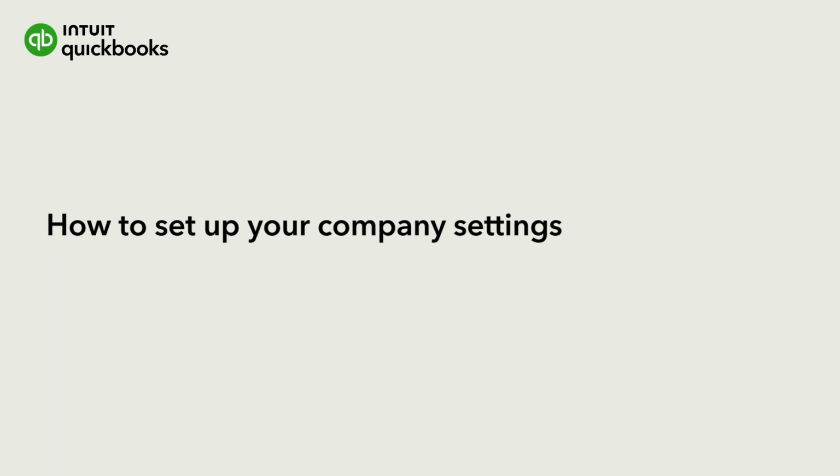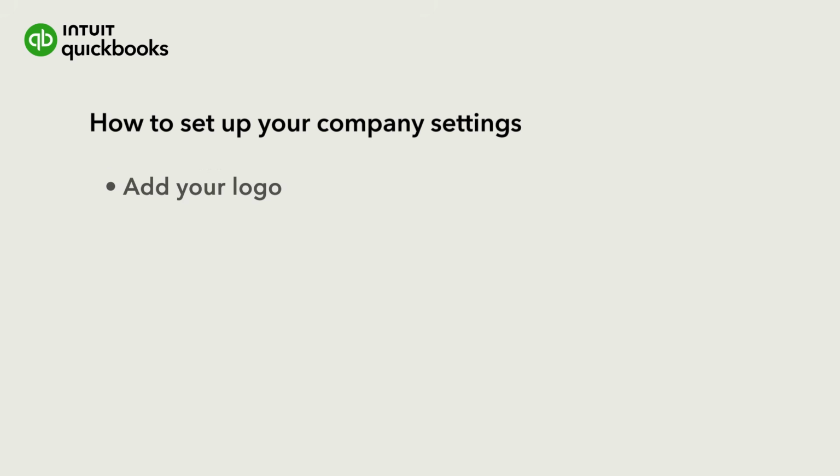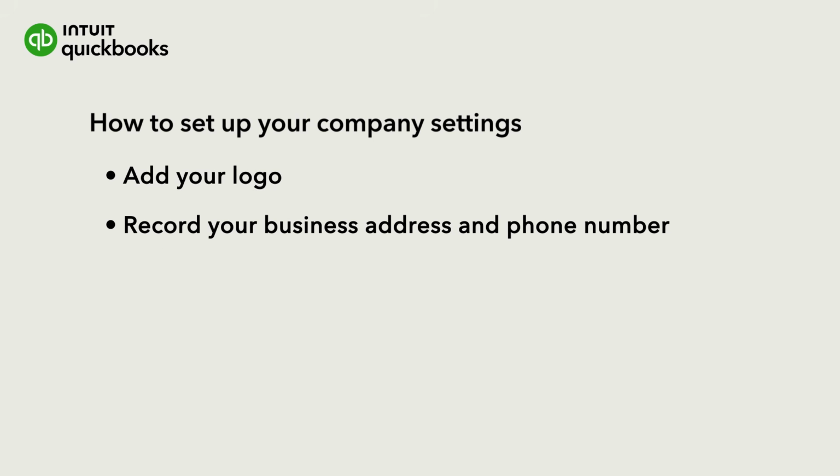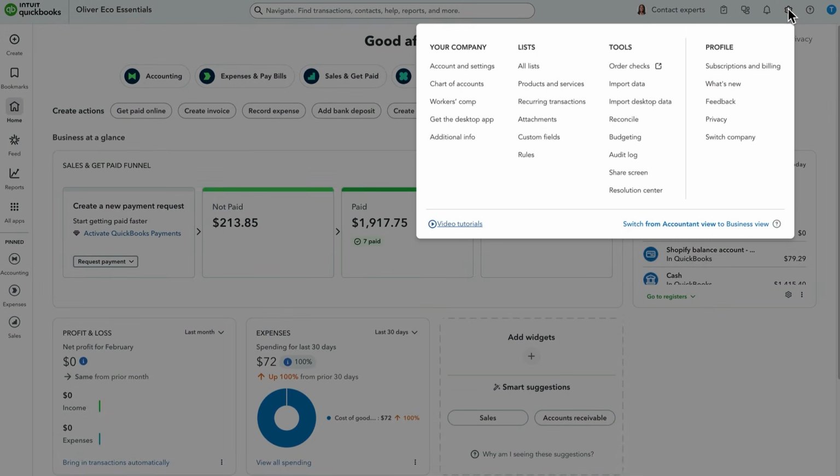Company settings is where you enter basic info about your business, like your contact and tax information. This info is used when you communicate with customers and vendors from QuickBooks. Let's go over how to add your logo and record things like your business address and phone number so they'll be included in communications. To get started, go to Settings and select Account and Settings.